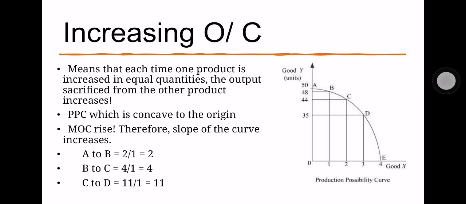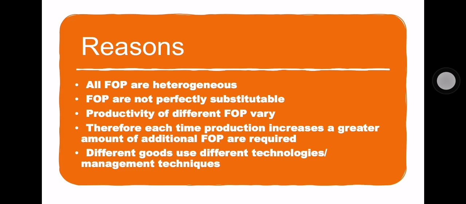Now look at this. We change from A to B. That means we were producing, at point A, 50 units of good Y and nothing of good X. Now we want 1 unit of good X. Alright, so when we shift to B, you can see we have to sacrifice 2 units and increase 1 unit. So there's a marginal opportunity cost of 2. B to C, we have to sacrifice 4 units while increasing just 1 unit. And from C to D, just to increase 1 unit, we have to sacrifice 11 units of good Y. Alright, so you can see gradually the slope increases.